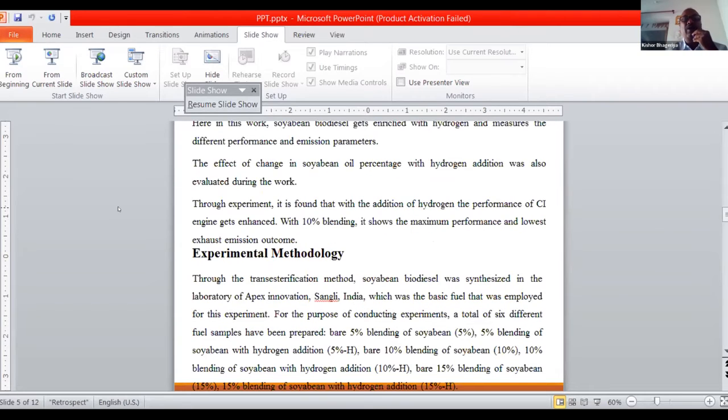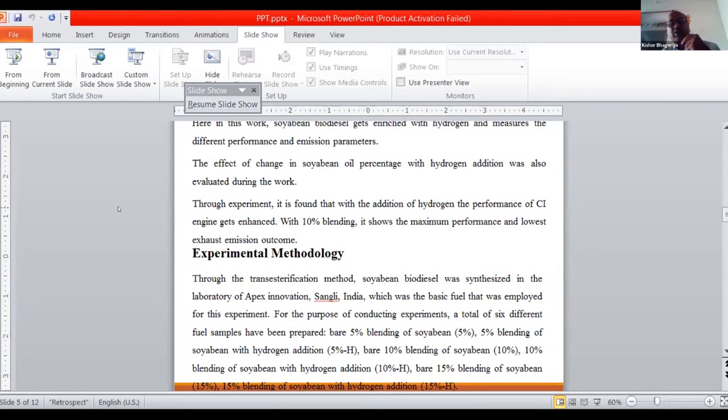Here, in this work, soybean biodiesel gets enriched with hydrogen and different performance and emission parameters are measured. The effect of change in the soybean oil percentage with the hydrogen addition was also evaluated during my entire work. Through the experiment it was found that with the addition of hydrogen, the performance of the CI engine gets enhanced, and the 10% blending shows maximum performance and the lowest exhaust emission outcome.